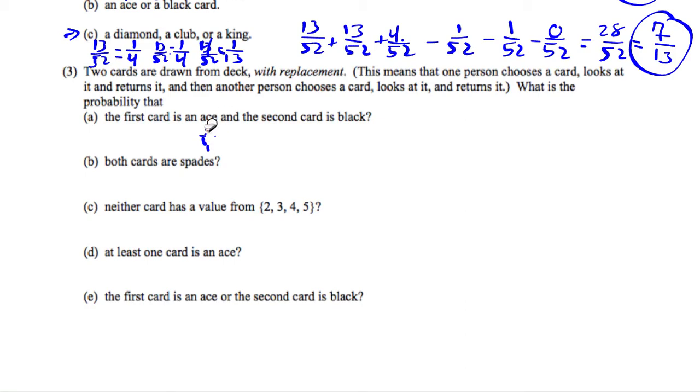No, sorry. That's 13 out of 52. No, did that again. 1 out of 13. I'm mixing these up. Or 4 out of 52. Right, 4 aces in the deck. Times the second card is black. Well, half the deck is black, so that's 26 over 52. So we can reduce this to say this is 1 over 13 times 1/2. So this is 1 over 26.